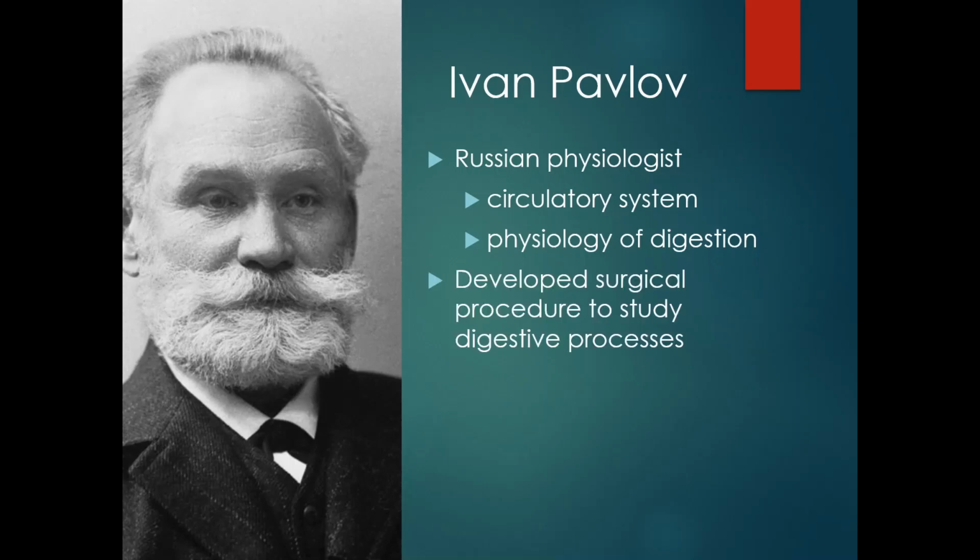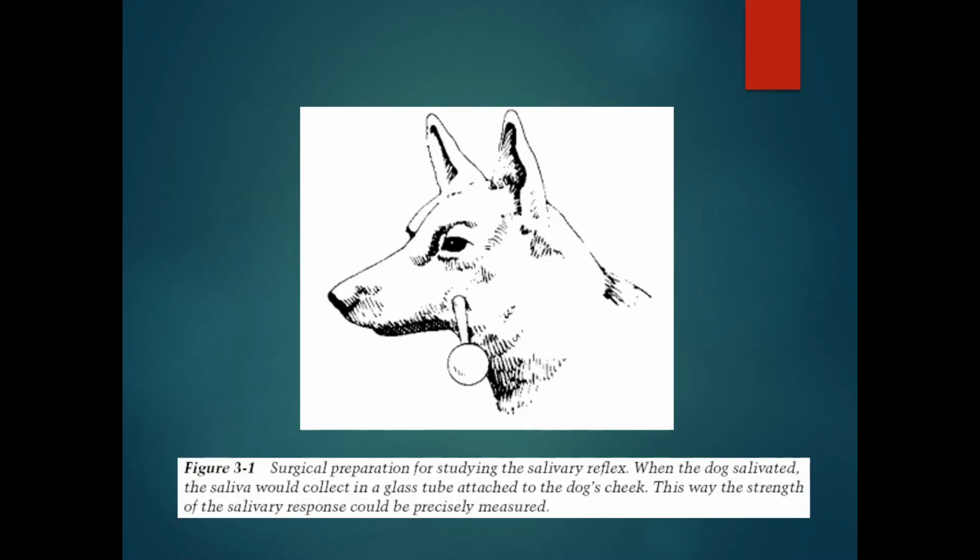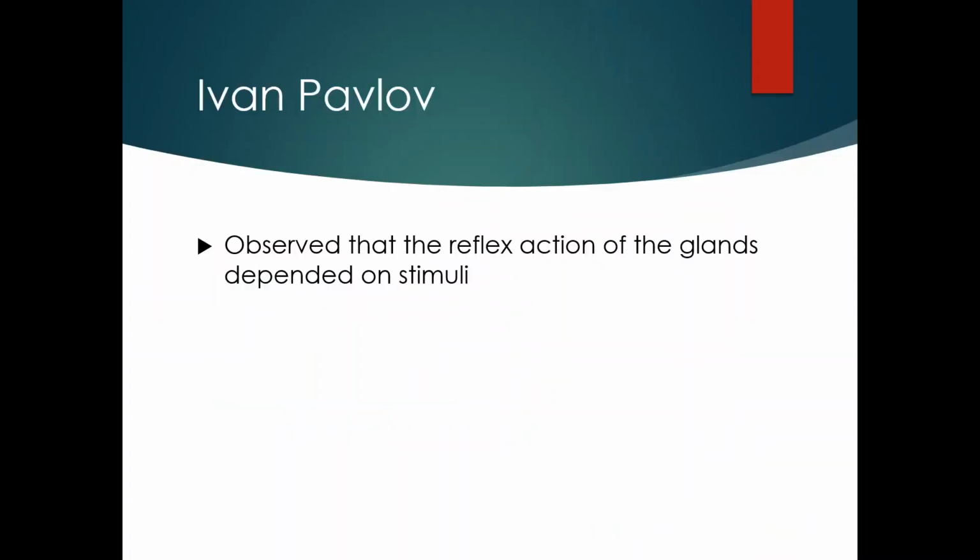He had actually developed a surgical procedure that he was using to study the digestive process of a dog. It looked something like this, where he actually had inserted a mechanism into the dog's cheek that measured salivation. Because the dogs in his lab had this mechanism in their mouth to measure their salivation, he was able to eventually discover things that prompted salivation to begin that weren't directly eating food.